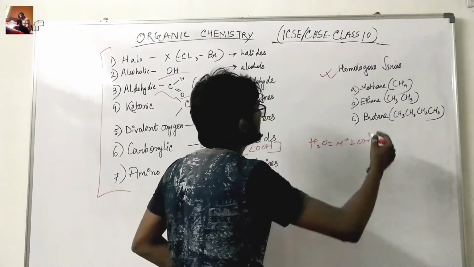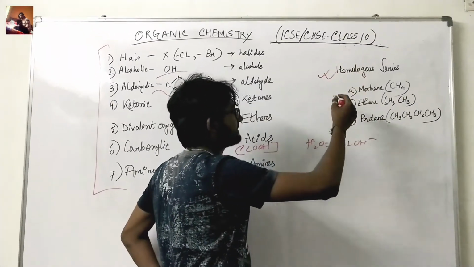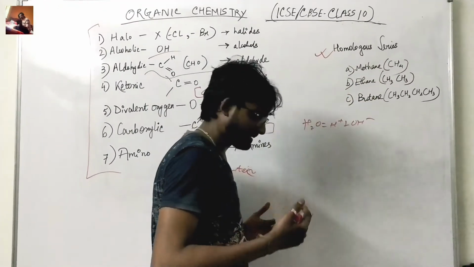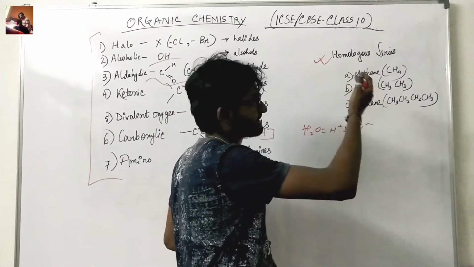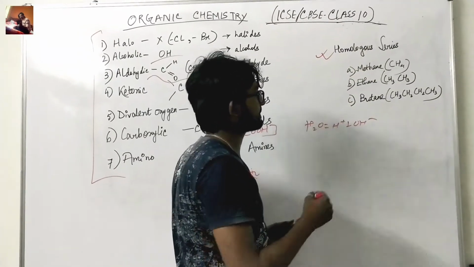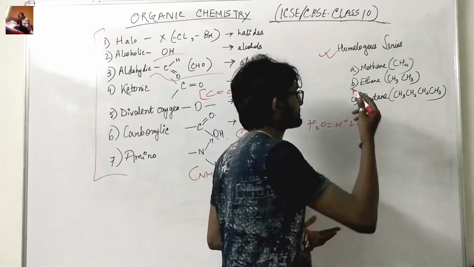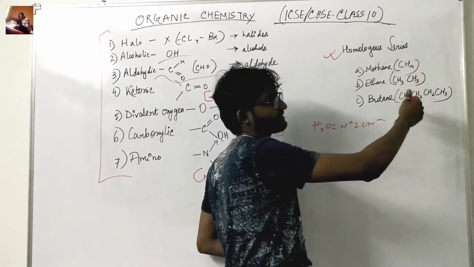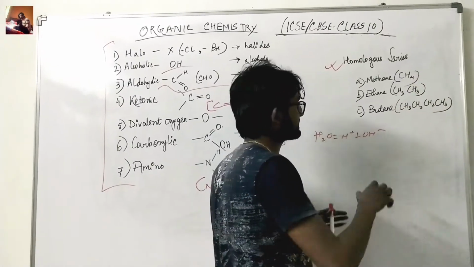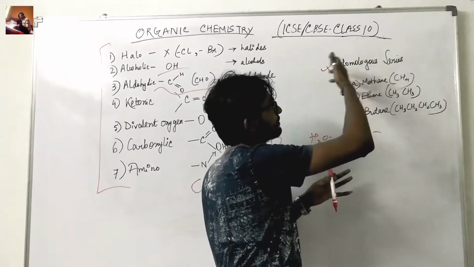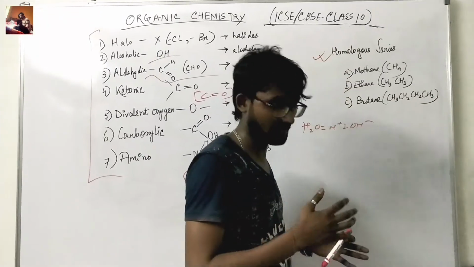So basically, what they are saying is that a homologous series contains a similar functional group attached to the carbon atom. Over here, methane is CH4, ethane is CH3CH3, butane is CH3CH2CH3. So more or less they are attached to the same kind of functional group. They are more or less hydrocarbon compounds.